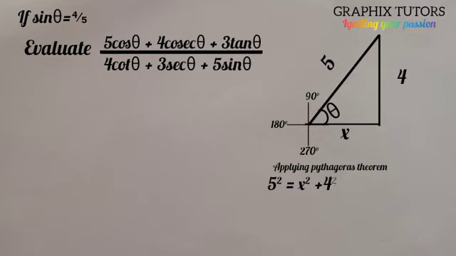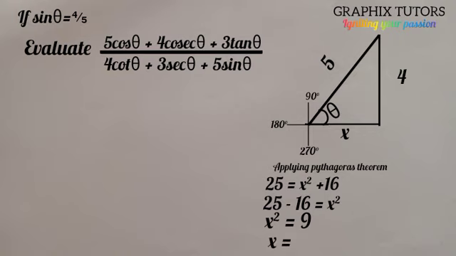Now we know 5 squared, which is 25, equals x squared plus 4 squared. What is 4 squared? 16. Now if I collect like terms, the 16 goes to the left-hand side to meet 25, and I'll have 25 minus 16 equals x squared. So x squared equals 25 minus 16, which is 9. When the square goes to the other side, it becomes the square root of 9, and the square root of 9 is 3. So x is 3. I'll place my x here to be equal to 3.